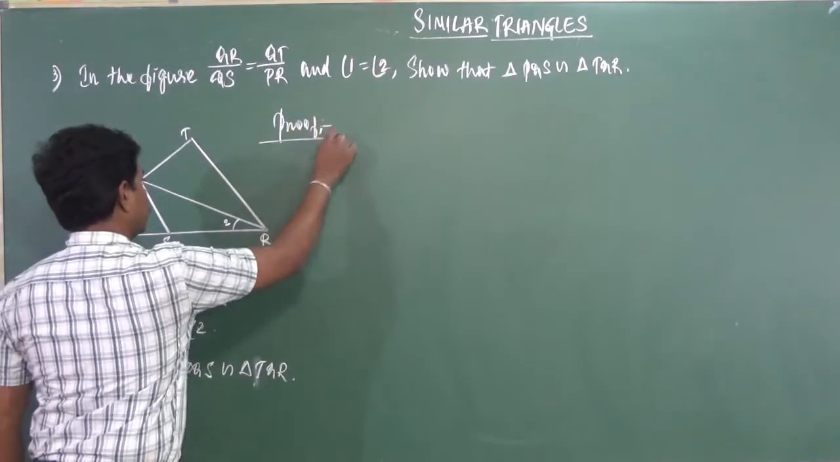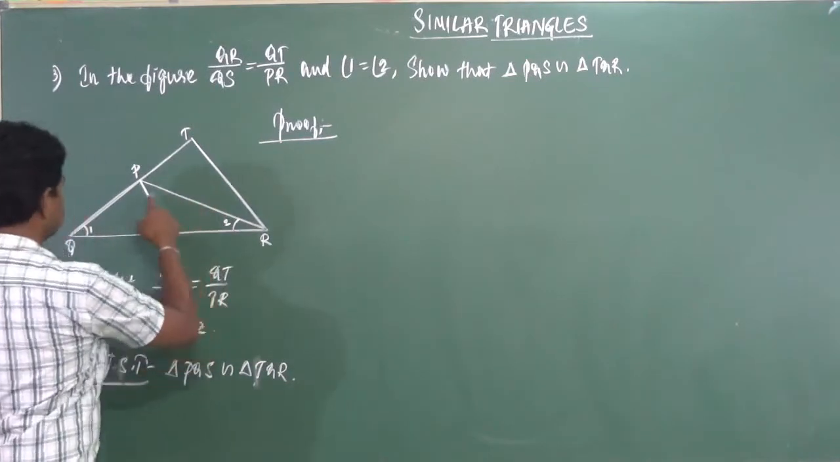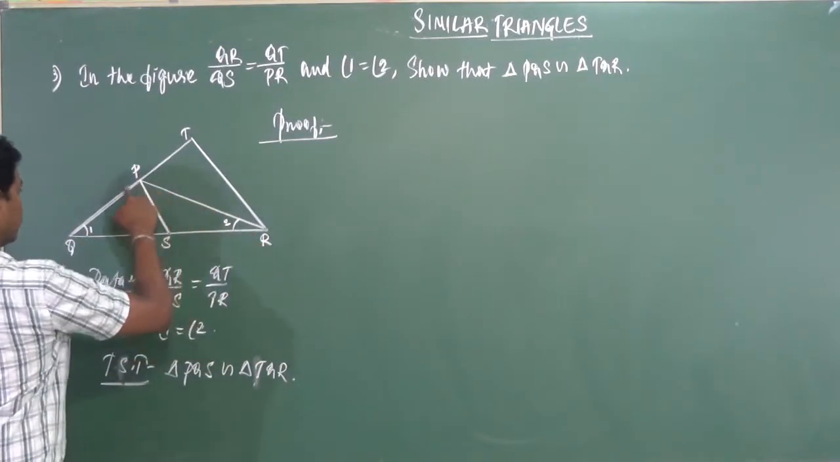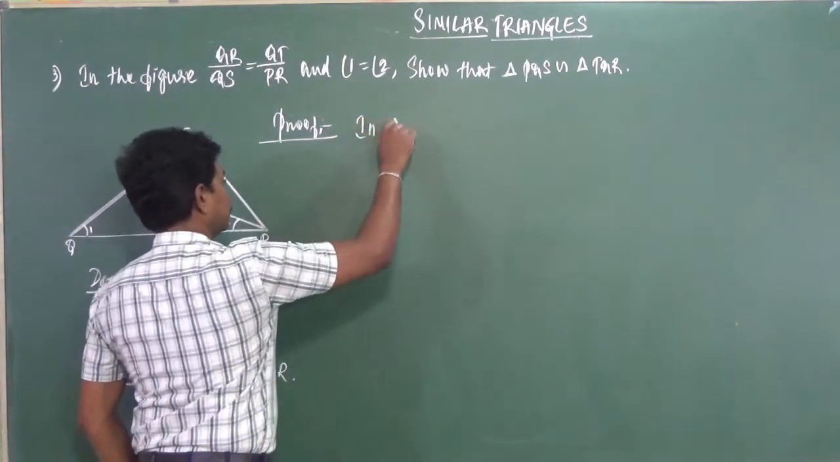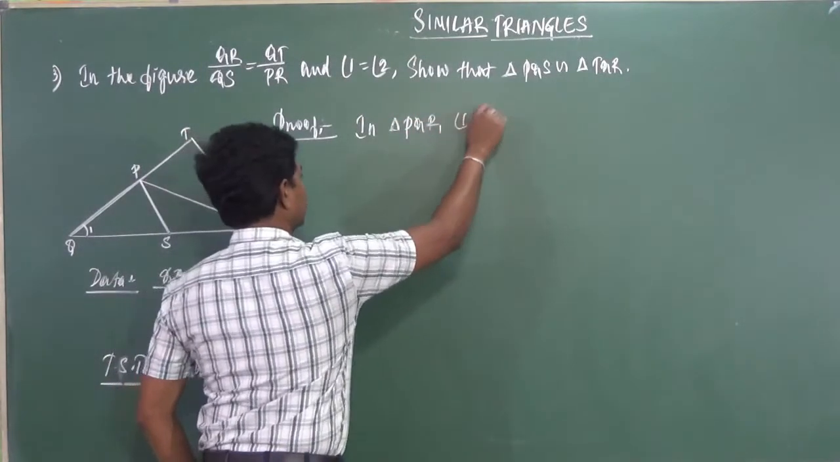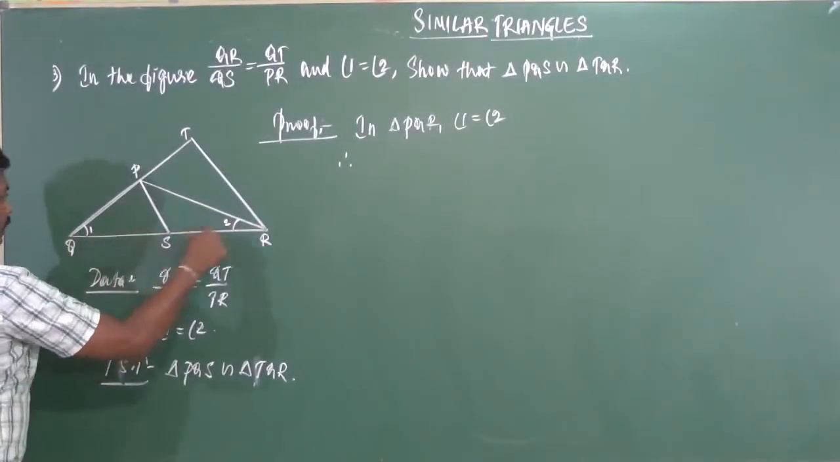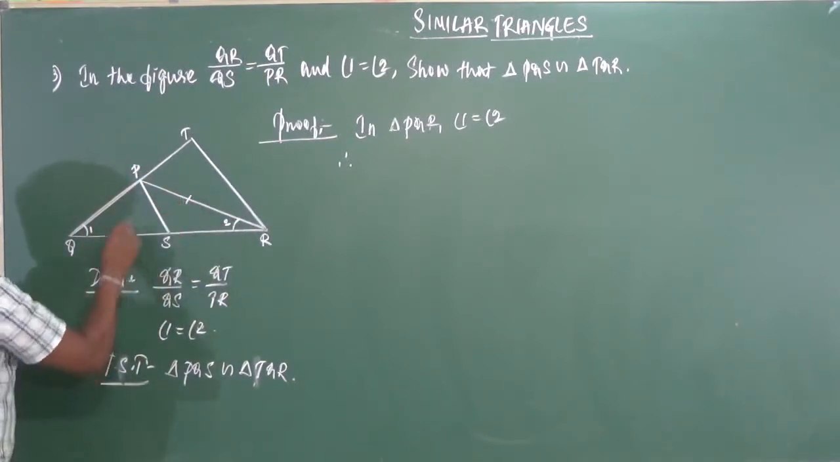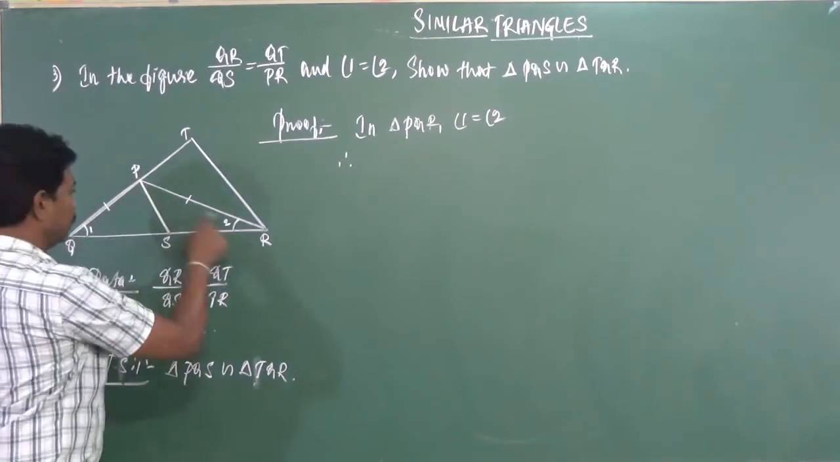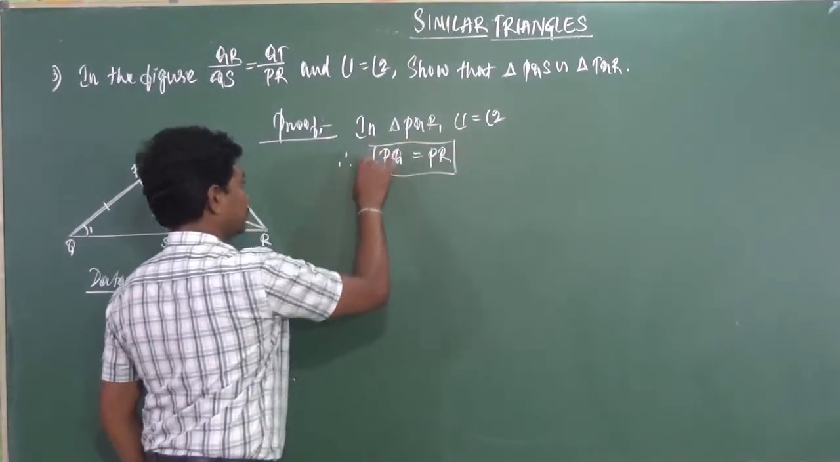Let us get into the proof. Right. So now, angle 1 is equal to angle 2. In triangle PQR, if you observe, angle 1 is equal to angle 2. So according to the isosceles property, if two angles of a triangle are equal, then the sides opposite to those two angles are also equal. That is, PQ is equal to PR. Therefore, PQ is equal to PR. So it's a very important result.